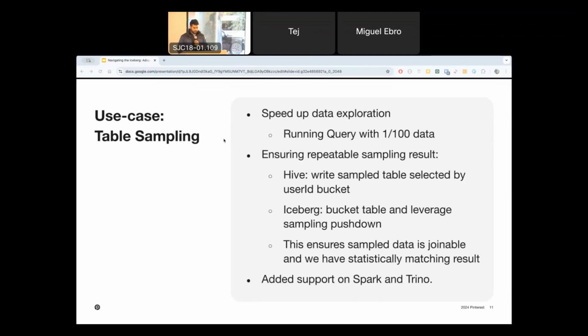Okay, moving on to the next use case. A lot of analytical productivity is tied to how frequently we allow our analysts to run their queries, right?